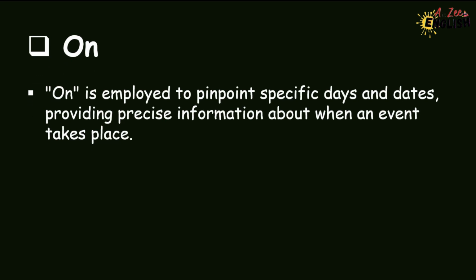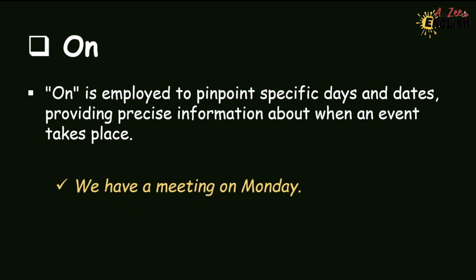On. On is employed to pinpoint specific days and dates, providing precise information about when an event takes place. For example, we have a meeting on Monday. This use of "on" tells us that the meeting is scheduled for the day known as Monday.